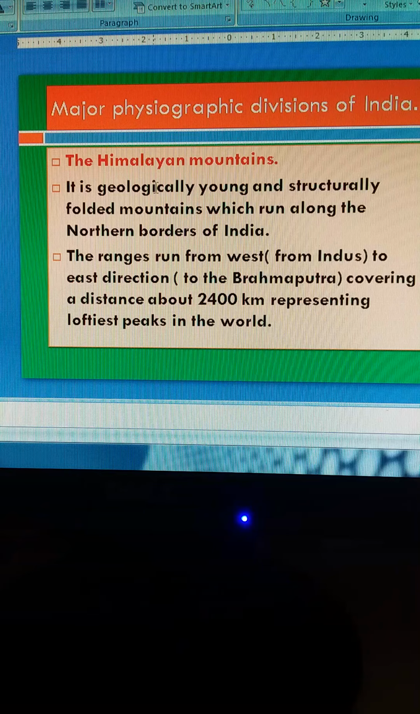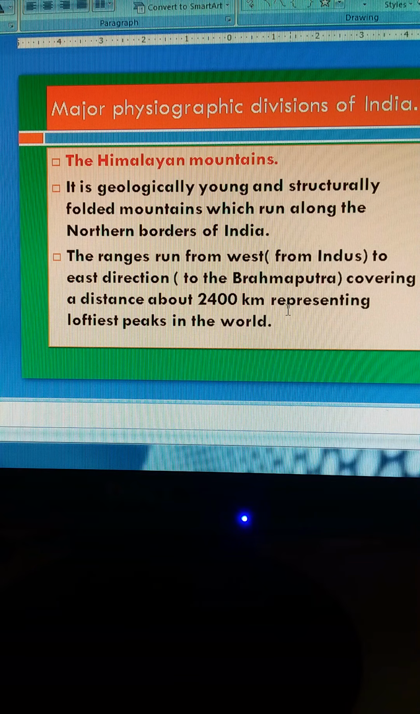The Himalayan mountains are geologically young and structurally folded mountains which run along the northern borders of India. The range runs from the Indus in the west to the Brahmaputra in the east, covering a distance of 2400 km, representing the loftiest peaks in the world.